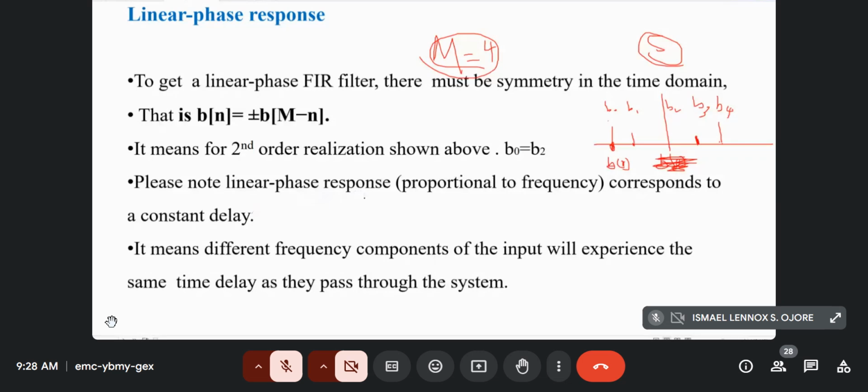Please know that linear phase response, proportional to frequency, corresponds to a constant delay. It means different frequency components of the input will experience the same time delay as they pass through the system. You don't want their phase to change.